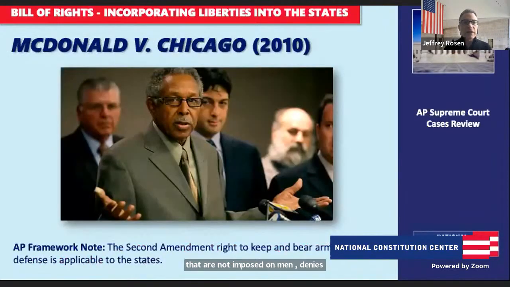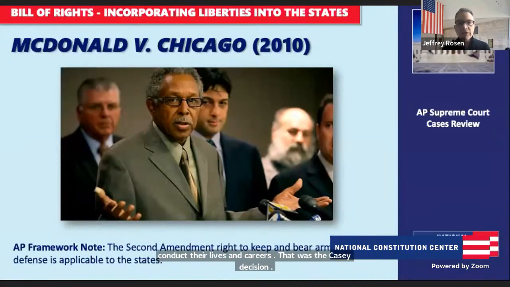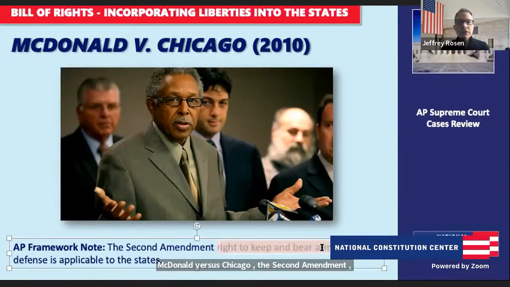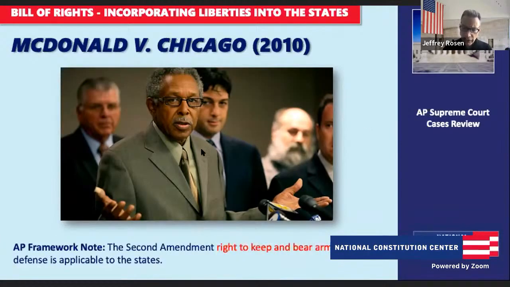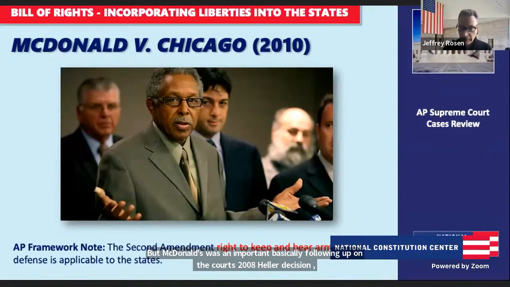The final case is McDonald versus Chicago, the Second Amendment right to bear arms, which the court is also considering the scope of this term. But McDonald was an important decision, basically following up on the court's 2008 Heller decision, which for the first time said the right to bear arms is an individual right, and therefore DC's ban on gun possession in the home was unconstitutional. DC at the time was the only federal enclave to ban gun possession in the home. Chicago was the only city to ban gun possession in the home.